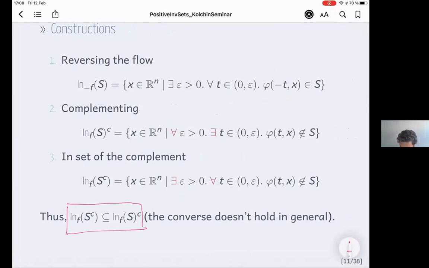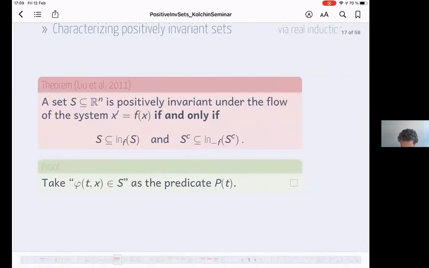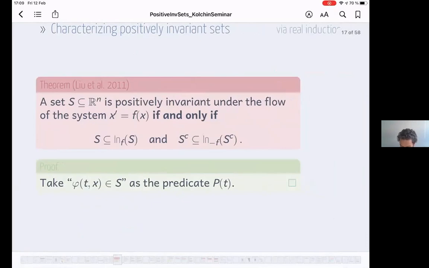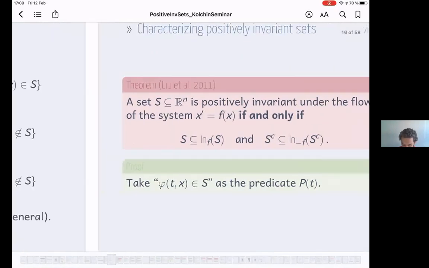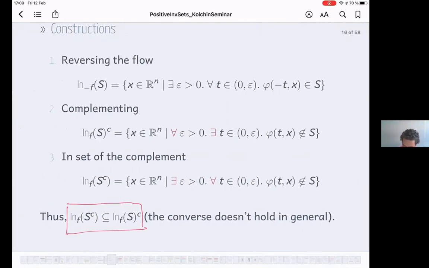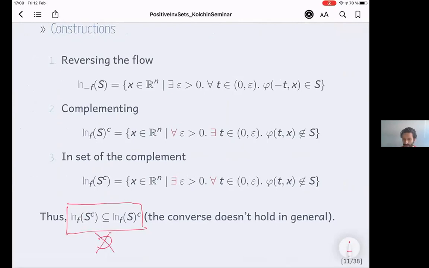So it holds true immediately by the definitions that I presented that inf of the complement of S is always included in the complement of inf of S. And the converse doesn't hold in general. Like for any set S, the converse doesn't hold. And I'm going to give a counterexample. After talking about the first characterization, and when I start discussing the computational aspects, I'm going to go back to this simply to showcase that this inclusion doesn't hold in general. Okay, so we don't have equalities for a general set S.